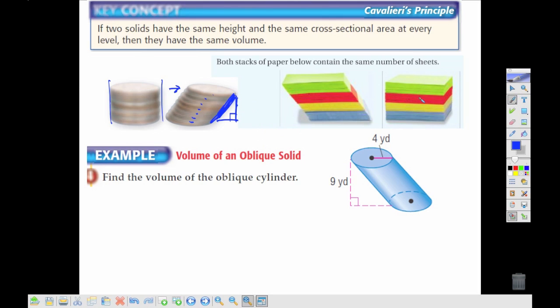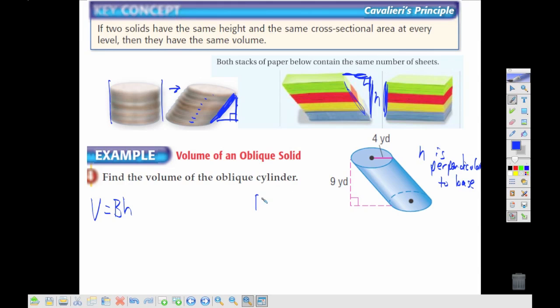And the same thing if I had a stack of Post-it notes or something like that, if I could push it off to the side like that, my thickness, this side here, would still be the same. That would be my height. And also the volume of these wouldn't change. I'd still have the same number of pieces of paper. I'd still have the same number of coins. And so the volume doesn't actually change if we just push it off to the side like that. And so we're still going to use the same formula, volume is equal to base times height. The only difference is we need to make sure that our height is perpendicular to the base.